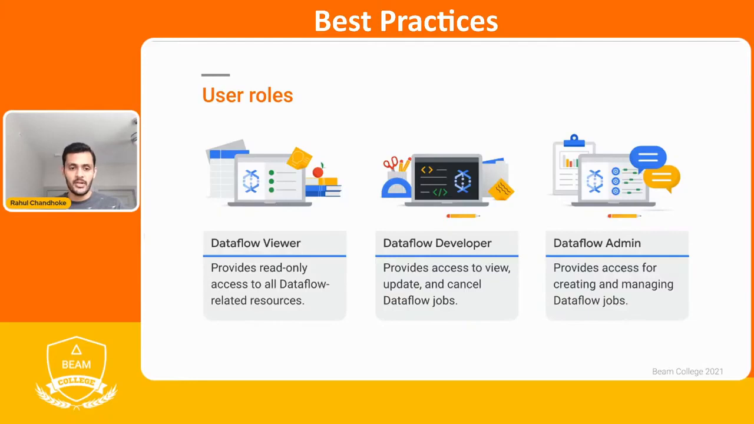Dataflow developer is a role with more permissions than a viewer. You can view the jobs, look at the status of the jobs, and also update or cancel jobs. If you want to relaunch or update the existing pipeline, making a difference in the pipeline options, you can do that via update. Or if you straight out just want to cancel the job, you can do that.